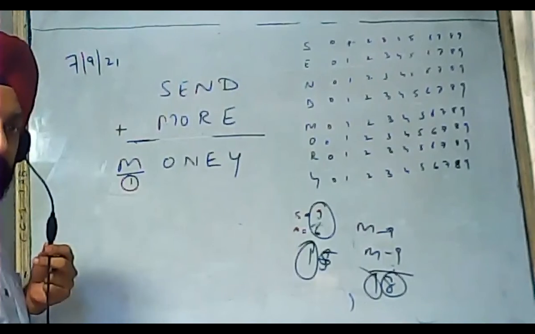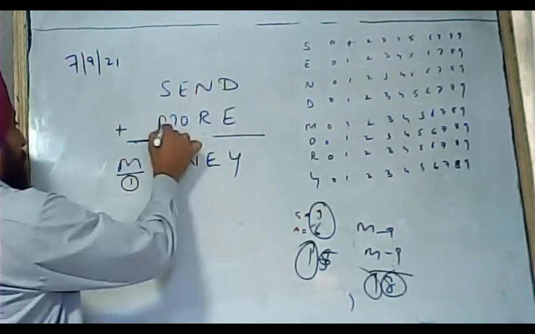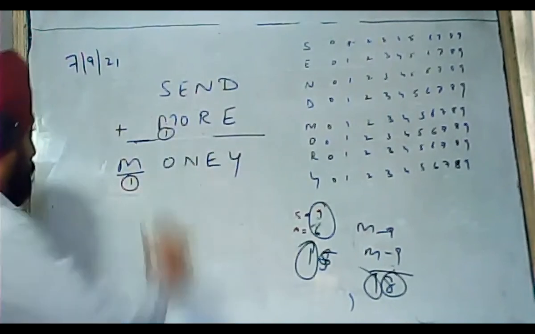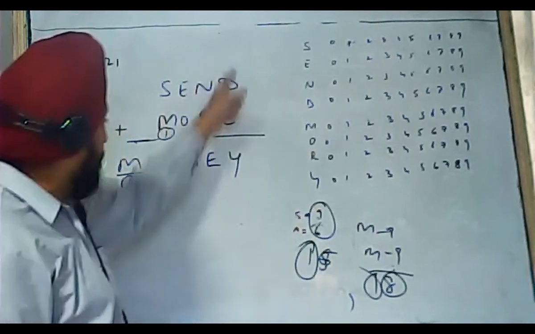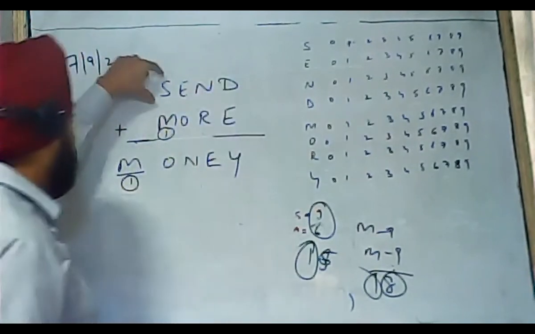M, what is the sign? 1. So obviously if this M is 1, then this M will also be 1. Same digit: if M is given 1, all the M will be given 1. Clear? Then come to S.